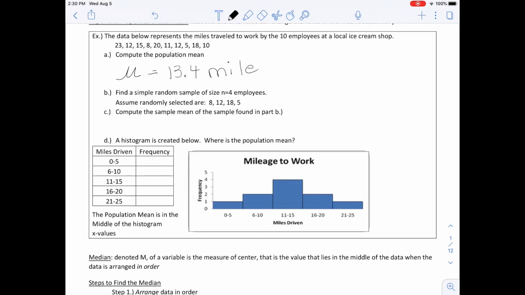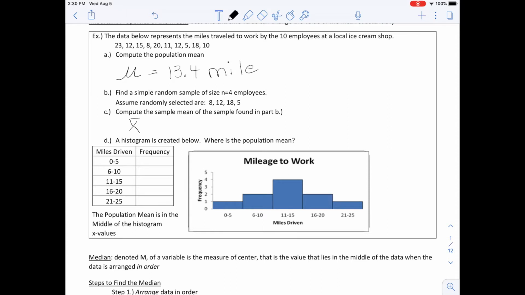Part B says to find a simple random sample of size n equals 4. You could pick any 4 employees randomly. For the sake of us all doing the same problem, I'm going to select for us 8, 12, 18, and 5 miles. Part C says to compute the sample mean of the sample found in Part B.